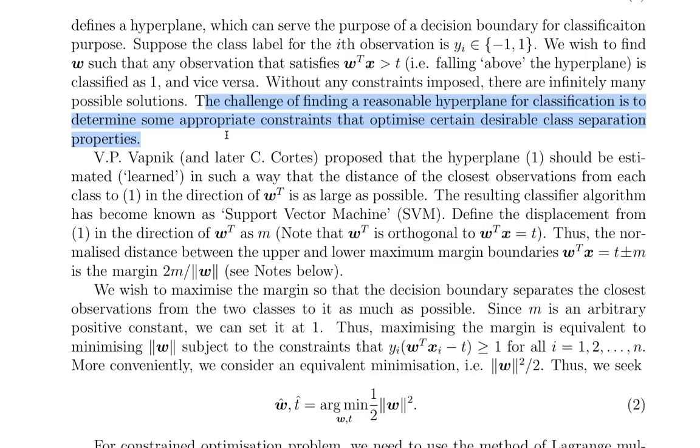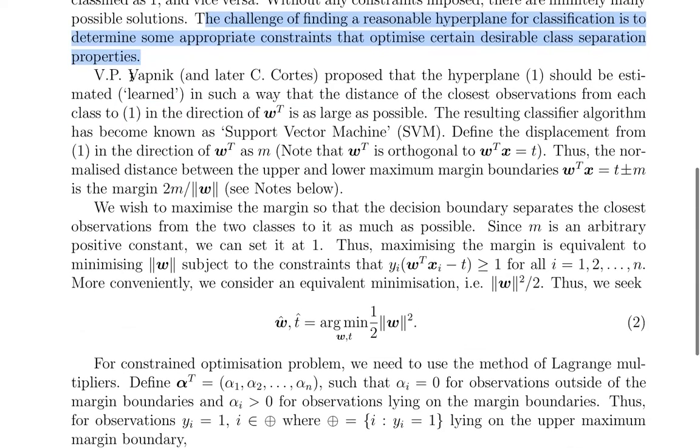So if you want to come up with a new method, you have to figure out some reasonable objective function. There are many possibilities, but the one you propose must also be numerically feasible, easy to do, and maybe also not that hard to understand. This method was proposed by Vapnik and Cortes. They propose that the hyperplane should be estimated in such a way that the distance of the closest observations from each class, in the direction of w transpose, is as large as possible.